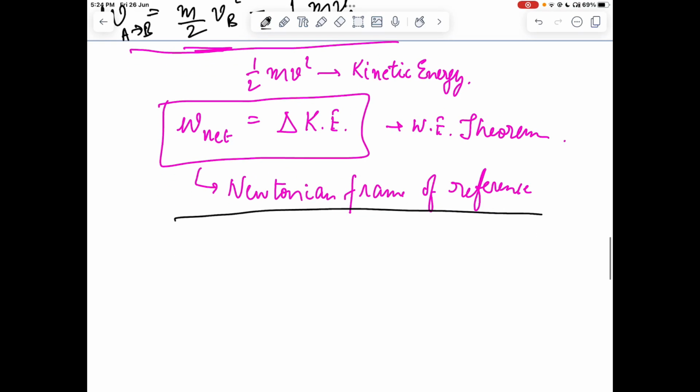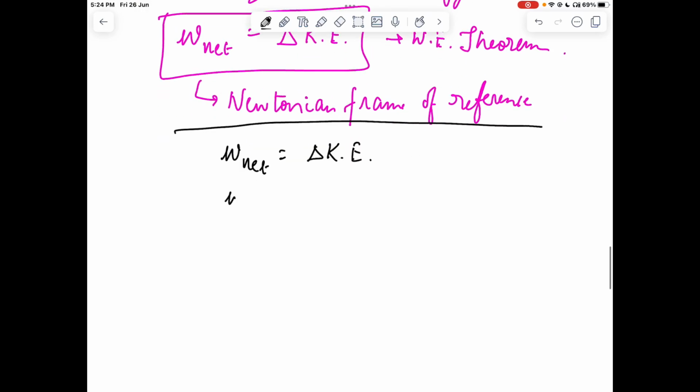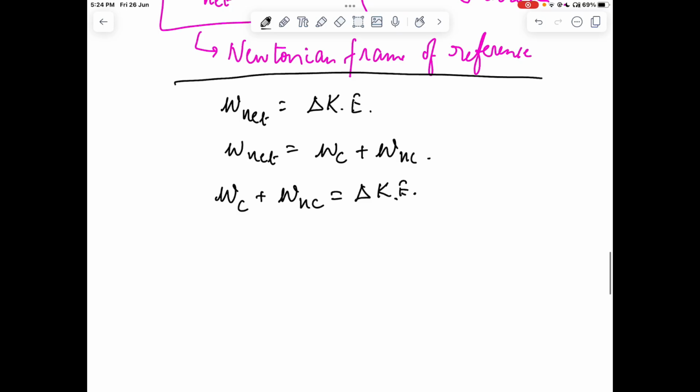Okay, now finally what we can conclude here is that since W net is equal to delta KE, W net itself can comprise work of different forces, and generally we differentiate between the work of a conservative force and the work of a non-conservative force. So what we can write is work of a conservative force plus the work of a non-conservative force equal to delta KE, right?